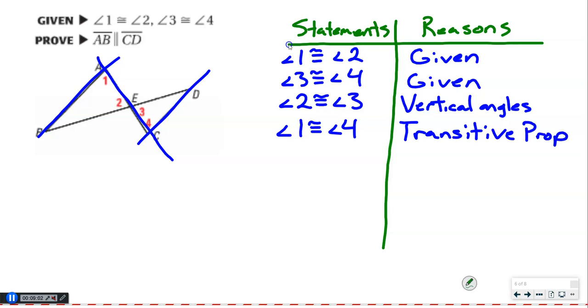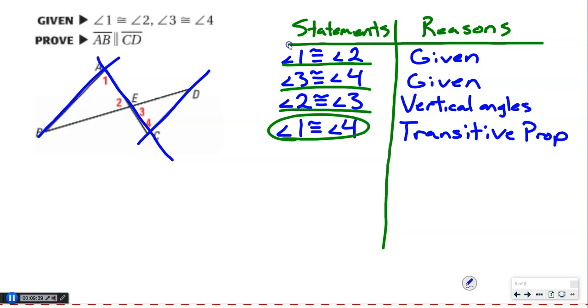Just going down the line of if 1 and 2, and 2 and 3, and 3 and 4, then 1 and 4. Okay, so now looking at angles 1 and 4 being congruent, what is their relationship? They are alternate interior angles. So we can see that the alternate interior angles of these 2 lines and that transversal are congruent.